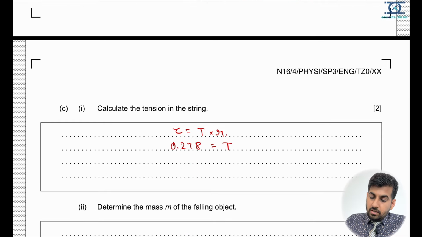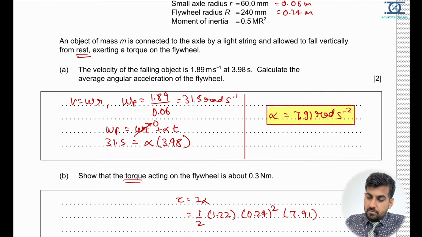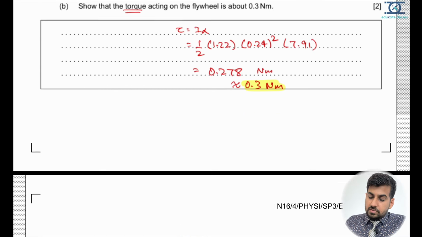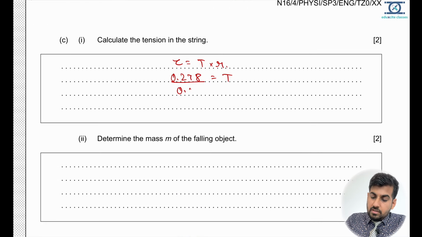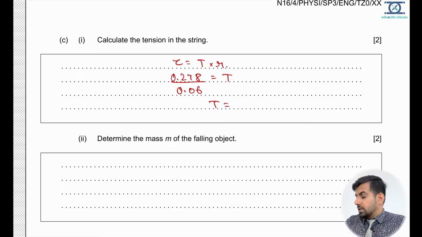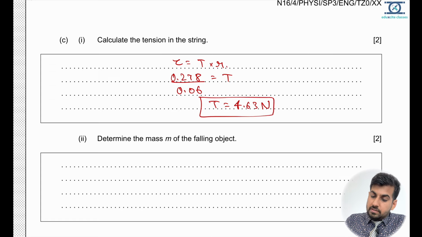Tension we have to find out, and the radius of the axle will be 0.06. So when you do this calculation you will get something around 4.63 Newton as the answer. I hope it is quite clear. Now the second, I hope you have done this. Determine the mass of the falling object. Now the mass, small m, we have to find out.